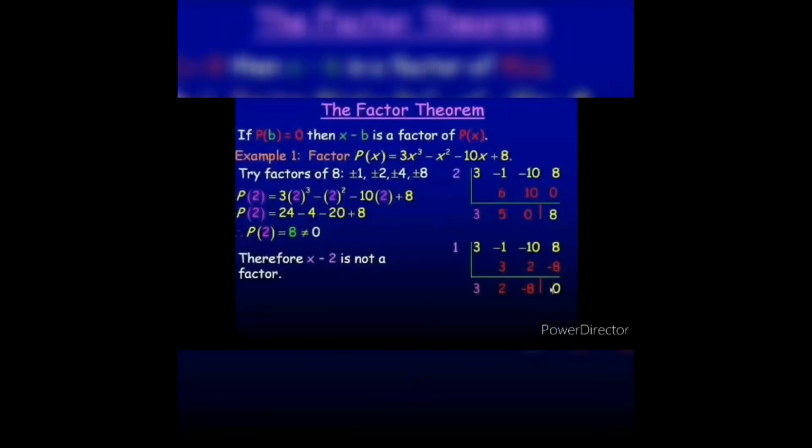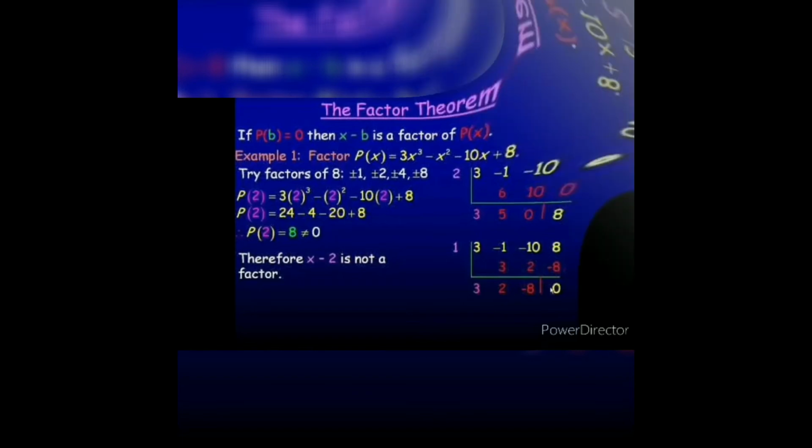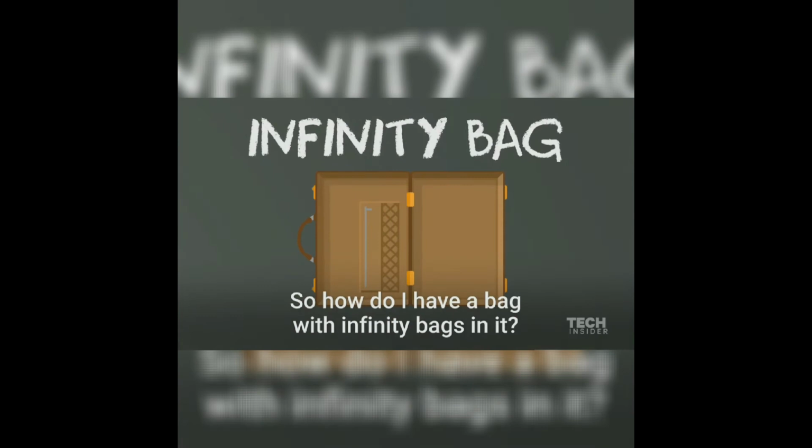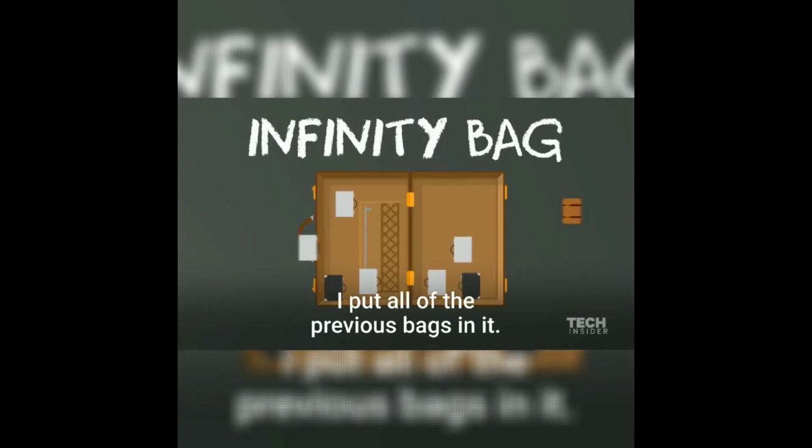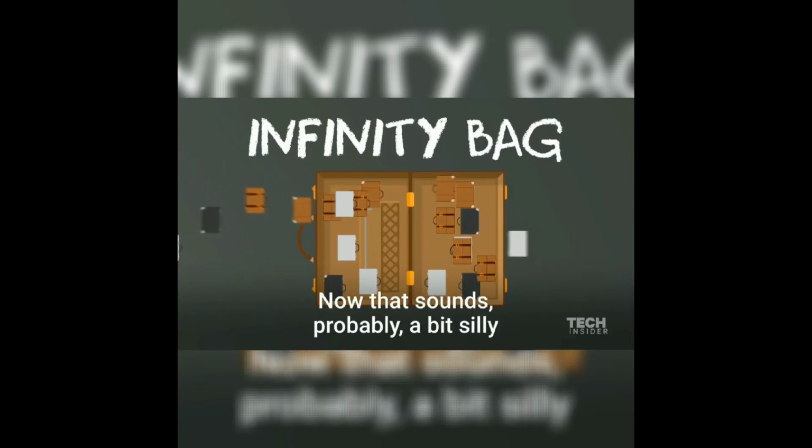Here's the example of theorem. I is for infinity. Infinity is the number that is represented by the sideways 8 symbol. It's bigger than and has a quantity more than any real number. For example, how do I have a bag with infinity bags in it? I put all the previous bags in it. Now, that sounds probably a bit silly.